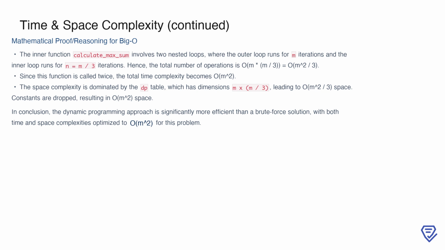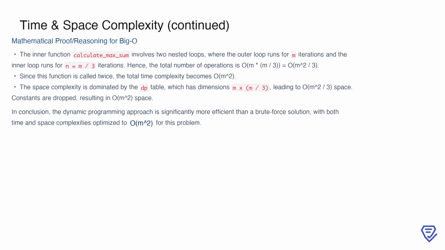The calculate_max_sum function involves two nested loops. The outer loop runs for m iterations, and the inner loop runs for n equals m/3 iterations. Multiplying these, the total number of operations is O(m*m/3), which simplifies to O(m²/3). Since this function is called twice, the total time complexity becomes O(m²). On the space side, the DP table, which has dimensions m x m/3, dominates the space usage, resulting in a space complexity of O(m²/3). Dropping constants, this simplifies to O(m²), as well.